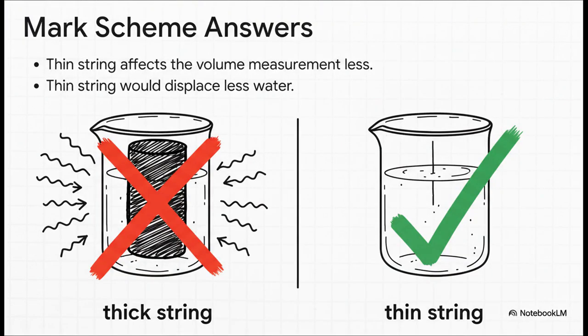So the mark scheme actually gives 2 acceptable answers here. You could say that a thin string would affect the volume measurement less than a thick string, or you could say that a thin string would displace less water. See how they're basically the same idea? Both answers show that you get the core physics principle here. The string itself takes up space, it has volume, and that's an unwanted variable. A good scientist is always trying to minimize stuff like that.